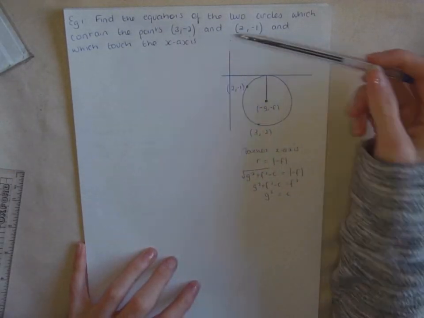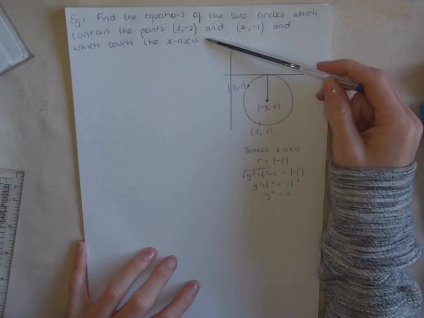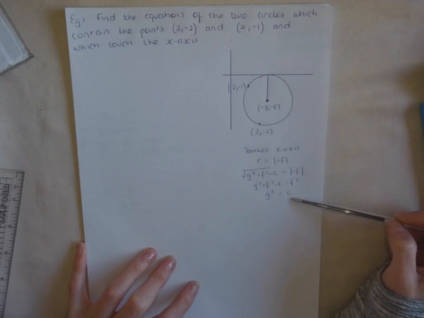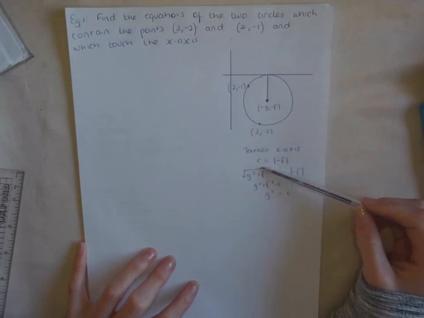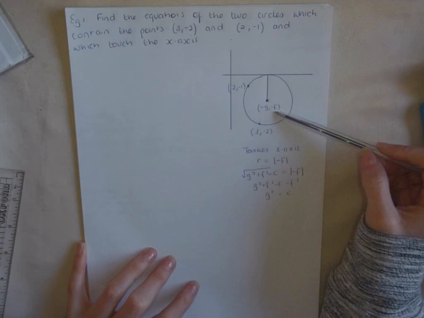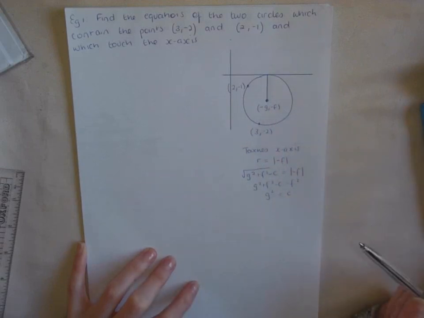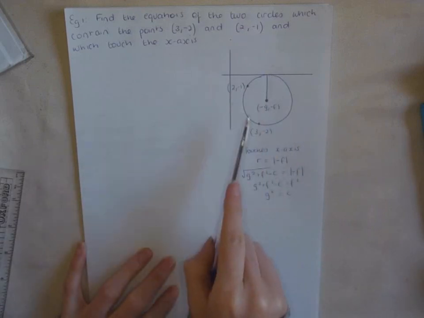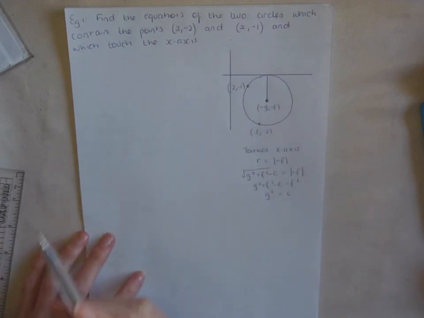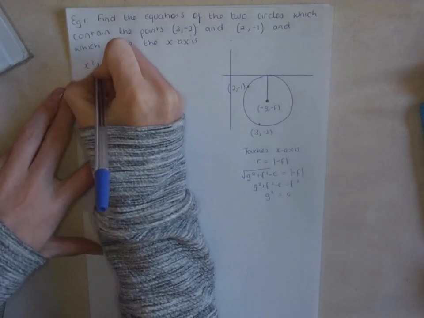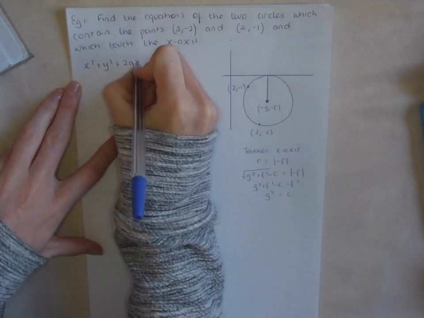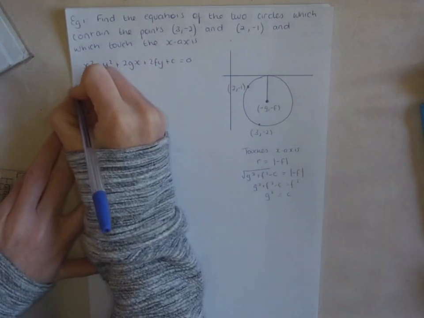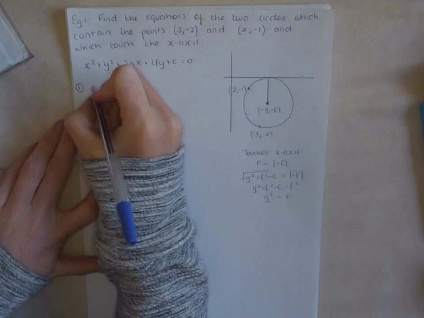Now, I know it touches the x-axis, so I could have just learnt off that g squared is equal to c, but I just wrote it all out again. If it touches the x-axis, the radius is equal to the absolute value of minus f. Now I know it touches the x-axis and I know that these 2 points are on the circle, so I'm going to use those 2 points. My general equation of a circle is this, and I know (2, -1) is on the circle, so I'm just going to fill that in instead of x and y.